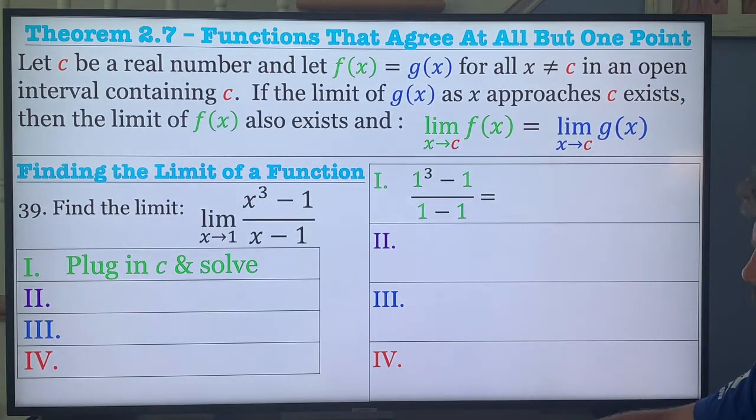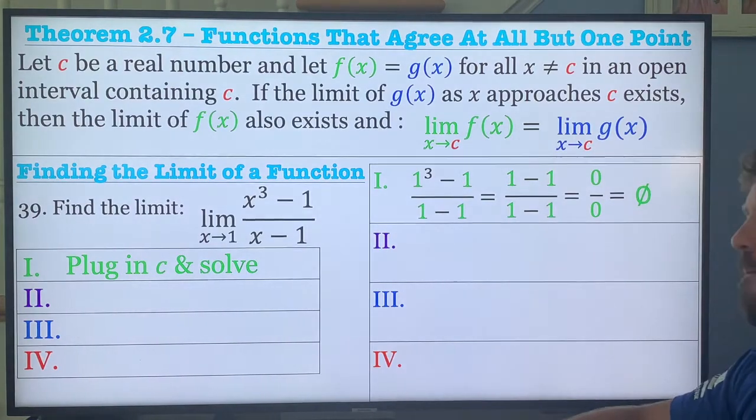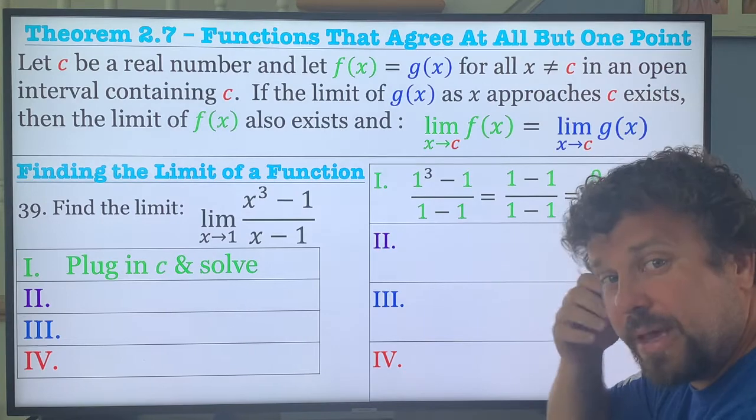1 cubed minus 1 over 1 minus 1. So 1 minus 1 over 1 minus 1, 0 over 0 is undefined. Oh, shoot. If you can end here, you're set. Now, if you want, you can start making your tables. Tables get really annoying then. You're never going to want to make another one again.